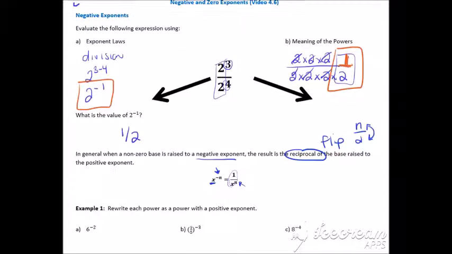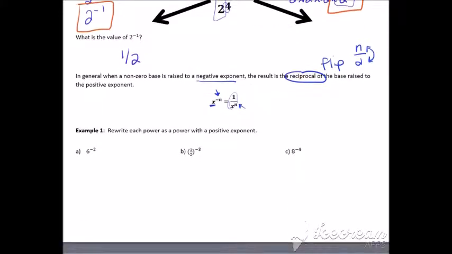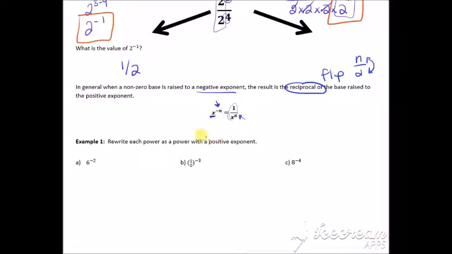In the next question, we're going to rewrite each power as a power with a positive exponent. So 6 is also known as 6 over 1, raised to the negative 2. We're going to flip this, so it becomes 1 over 6, and this entire number is raised, instead of to the negative 2, to the positive 2. This one just asks us to rewrite with a positive exponent, so we don't actually have to solve this.